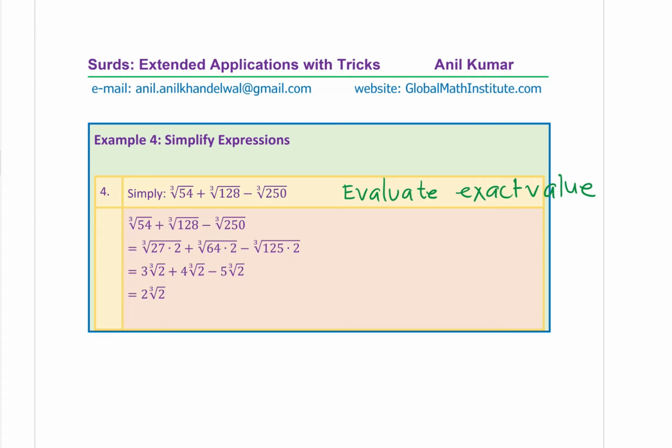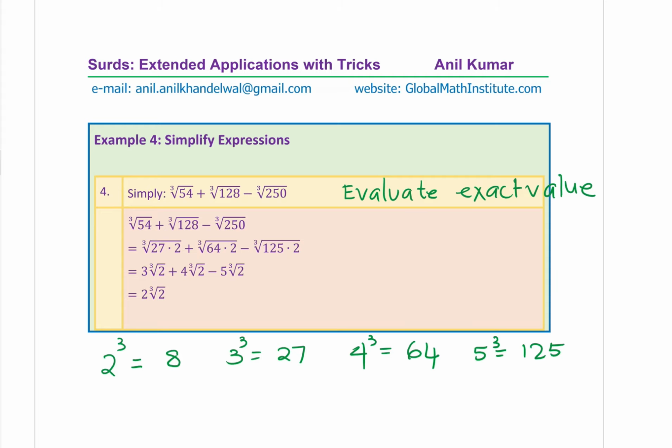Whenever you're working with cube root, you should keep in mind, what is 2 cubed equal to? Well, 2 cubed is 2 times 2 times 2, which is 8. What is 3 cubed? 3 times 3 is 9, times 3 is 27. 4 cubed is 4 times 4 is 16, 16 times 4 is 64. And 5 cubed is 5 times 5 is 25, times 5 is 125. So likewise, if you have some cubes in your mind, then it is easier to solve such questions.